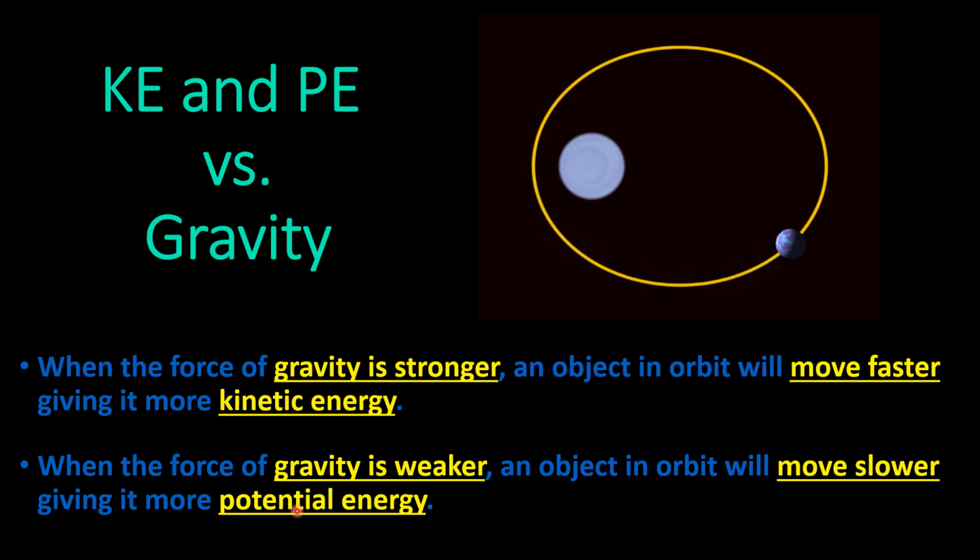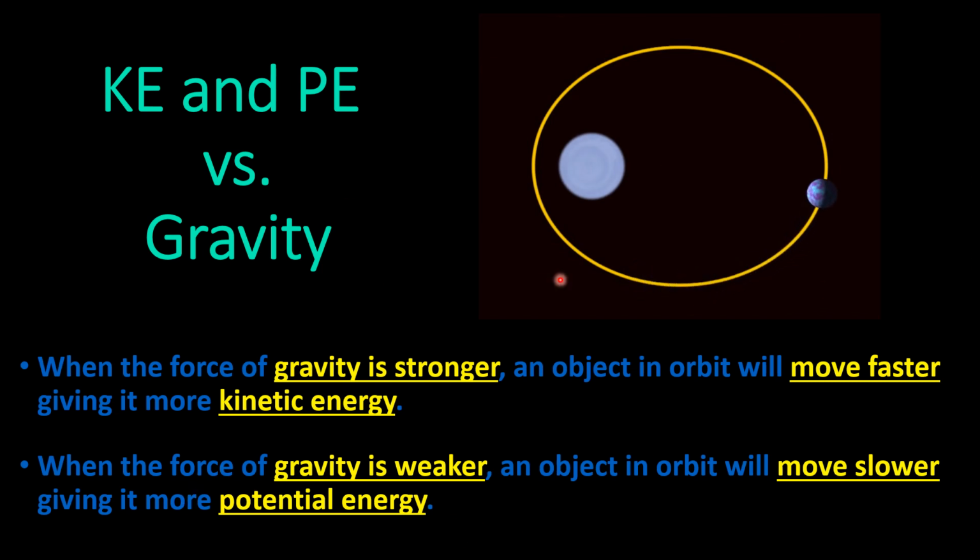So let's go ahead and read the statements and then we'll take a look at it in the diagram up here. When the force of gravity is stronger, the object in orbit will move faster. And if it moves faster, it's going to have more kinetic energy. So wherever that planet or object, satellite, whatever you want to call it, is at the greatest speed, strongest gravitational attraction, that's where it's moving the fastest and has the most kinetic energy. When the force of gravity is weaker, that's when the object is farther away, the object will move slower, giving it more potential energy. The reason it has the potential is that energy is basically stored and it has the ability to get pulled faster as it goes closer to the sun.